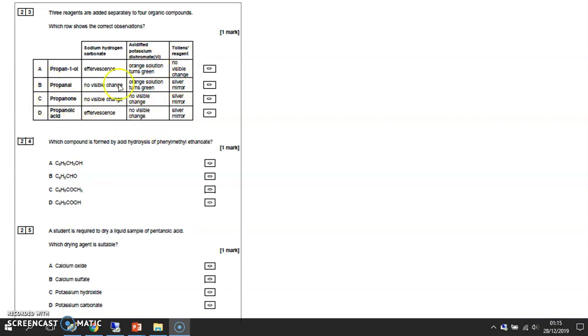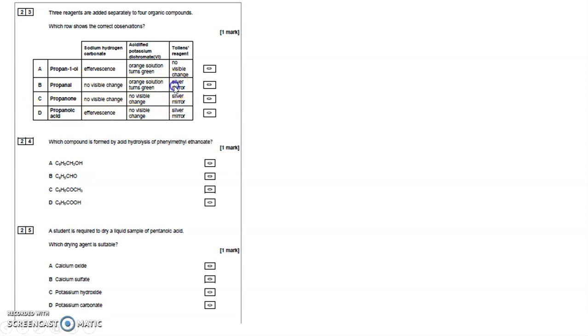So between B, C and D on Tollens reagent, Tollens tests for aldehydes. So B, silver mirror, is correct. That's an aldehyde. These two are not aldehydes, so why would they produce a silver mirror? They wouldn't. So my answer is B.